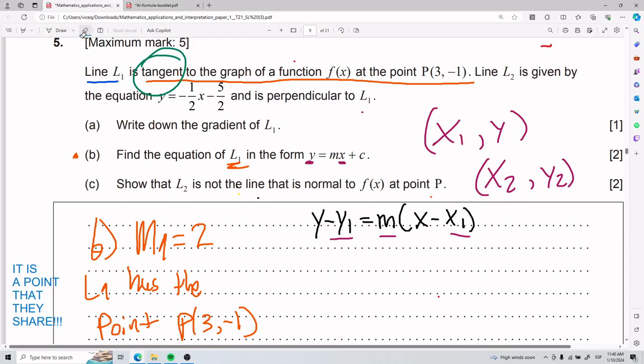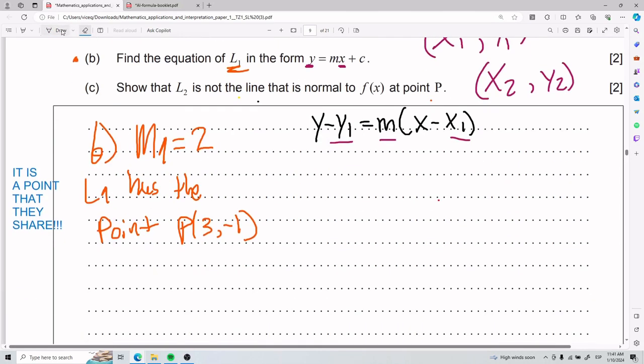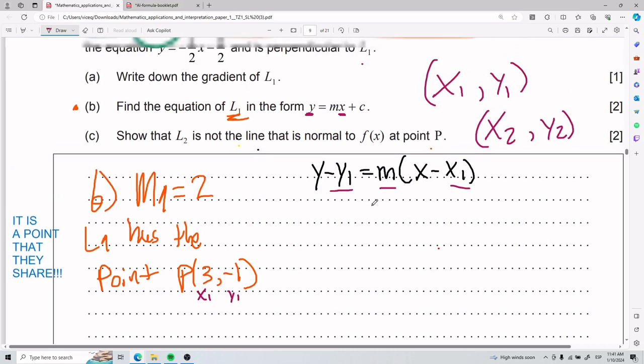Point is, this little one and this little one here are telling me that they're the x's and the y's of the same point. And so in this context, because I have the point P 3 comma negative 1, x1 is 3, y1 is negative 1. M is 2 because I got it from part A, and I can now plug in. So I'm going to have y minus minus 1 equals 2 parentheses x minus 3.